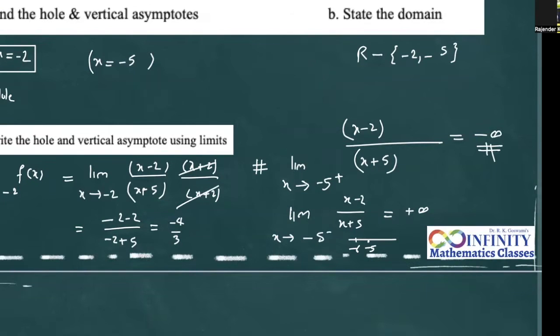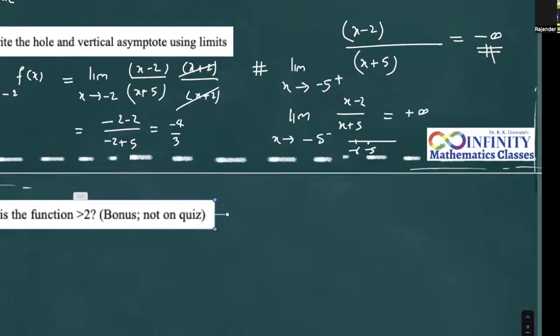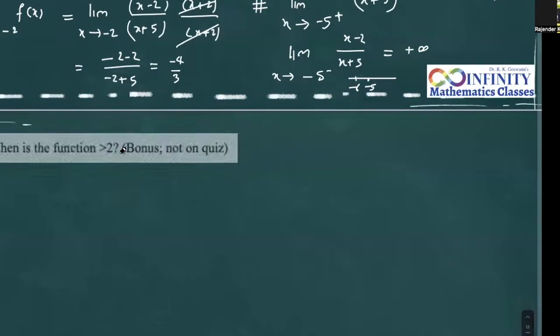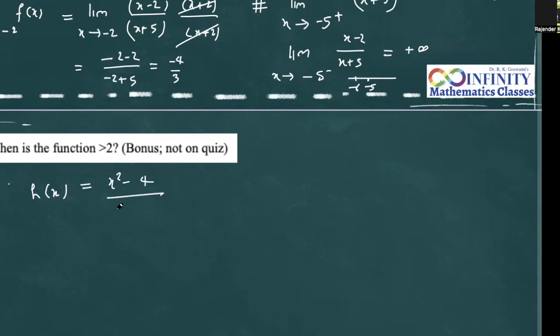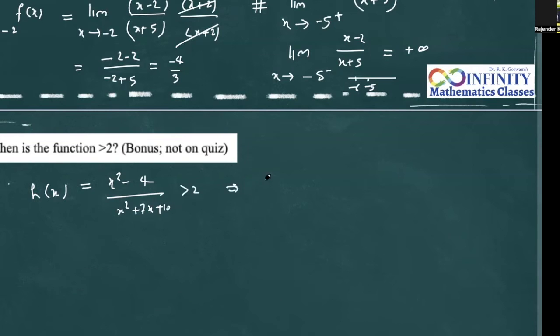Next question. Okay. Yes. When the function is going to be bigger than 2. These types of questions are very easy. Let me just tell you. So in order to solve these types of questions, my function was h(x), sorry. It was (x square minus 4) divided by (x square plus 7x plus 10) bigger than 2. So I'm subtracting 2 from both sides.